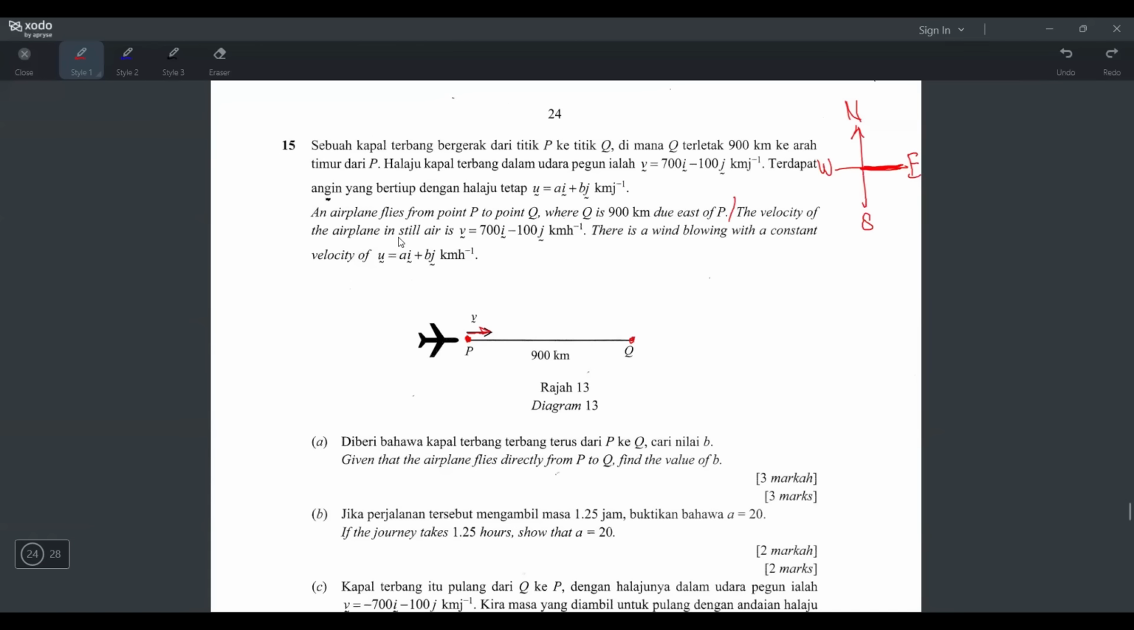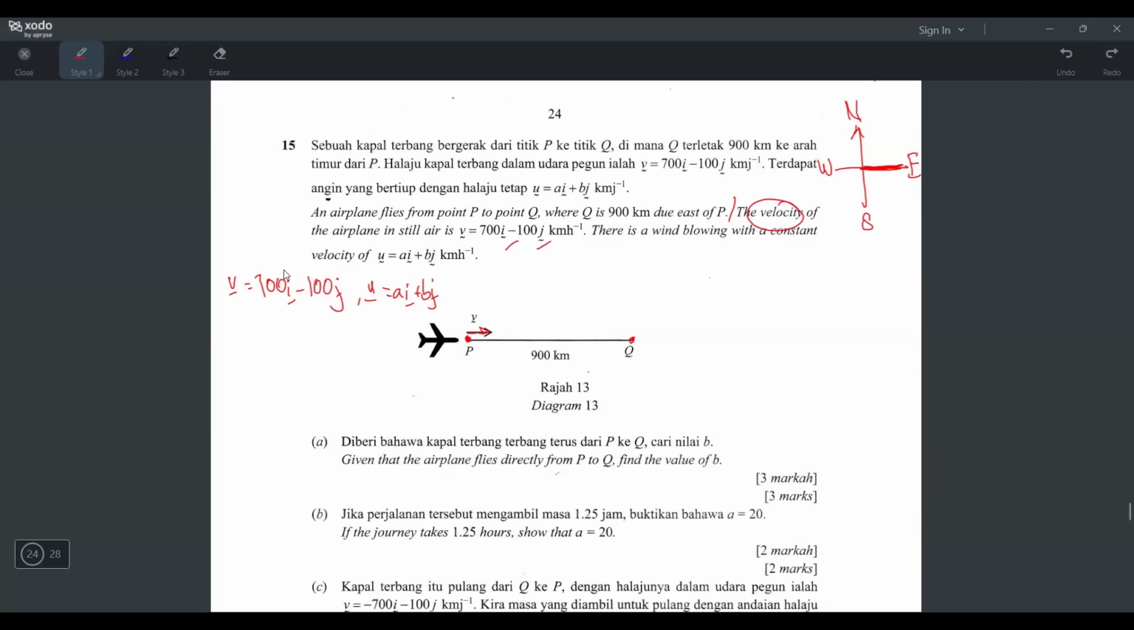Okay, the velocity of airplane in still air is v equals 700i minus 100j. I think this will be important, so I should write down 700i minus 100j. Okay, when I see ij, I know already it's definitely a coordinate vector question. So this is the velocity, or can say the speed of the aeroplane in still air. Still air means if there's no wind lah. This is the speed, 700i minus 100j. There is a wind blowing with a constant velocity of u equals ai plus bj. So this is also a velocity, but velocity for wind. This one is velocity for aeroplane.